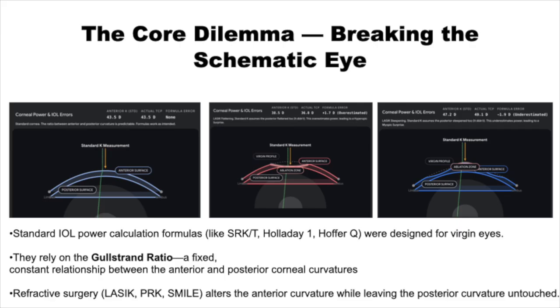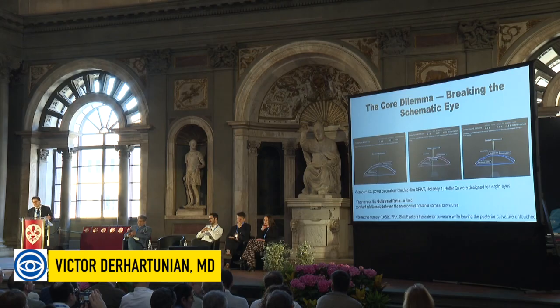So when we look here at the schematic eye after refractive surgery, on the left-hand side you see a virgin cornea. In the middle you see a myopic treated cornea, where if we choose the standard formula, we tend to get a hyperopic outcome, and it's exactly the opposite if we have a cornea treated for hyperopia, we tend to undercorrect the patient.